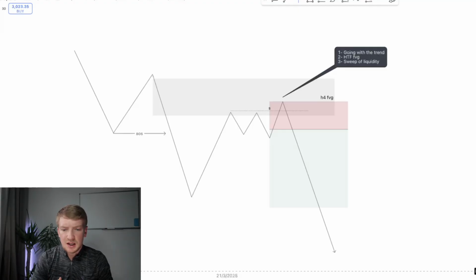So now that we're on the chart, I've drawn a little diagram so it's easier to understand. So there's 3 main things in this setup. We were going with the trend, we had a higher time frame fair value gap, and we had a sweep of liquidity inside that fair value gap. And when you merge all of these together, it's an A plus setup. So let's get onto the gold chart.